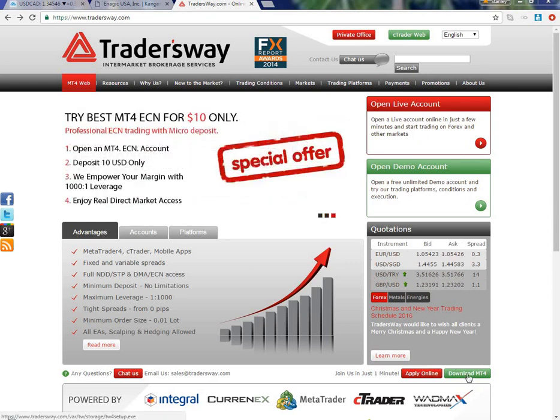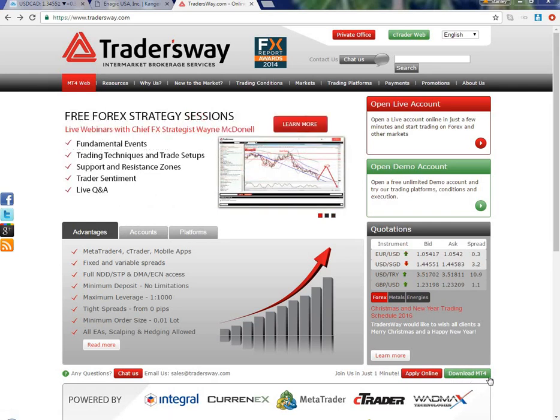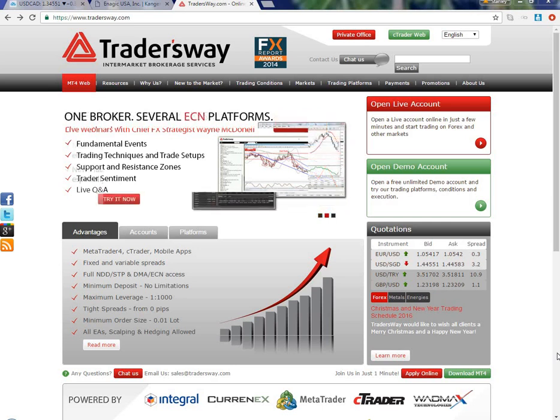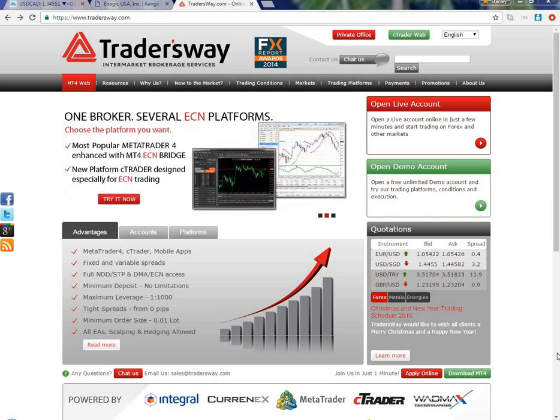Once you open up one of these accounts, you want to go right over here and download your MetaTrader4 platform. This is the platform that you're going to be trading off of. So you want to go ahead and download MetaTrader4 from Tradersway, and you also want to go to either your Android App Store or your iPhone App Store, and download the MetaTrader4 app as well.